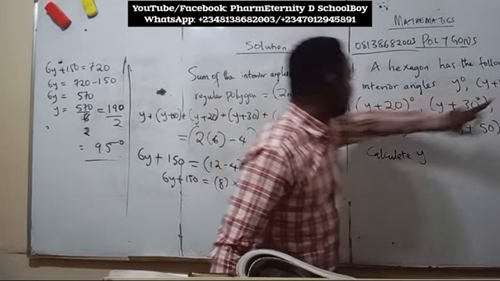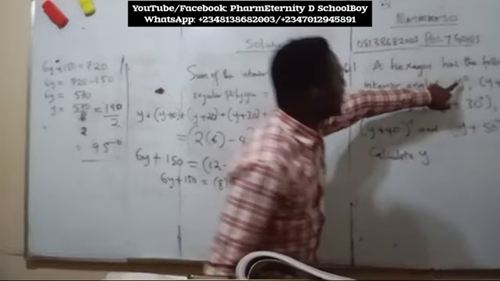95 plus 10 is 105. If you want to bring out the angles, we have 95.